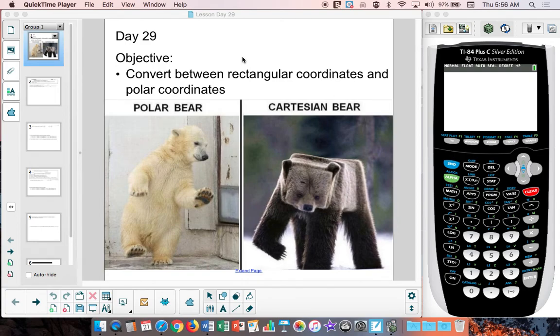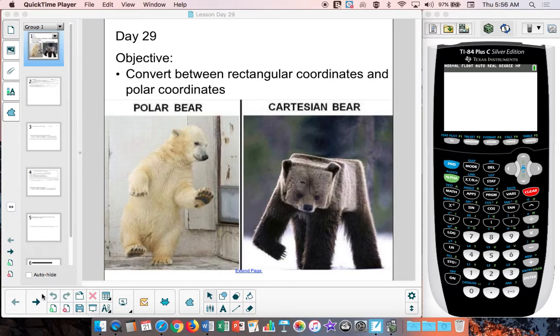Hey, good morning, everybody. Today we're going to be going over day 2 of polar coordinates and really just practicing converting between rectangular and polar coordinates, and seeing that we can also do this with the equations at the very end.